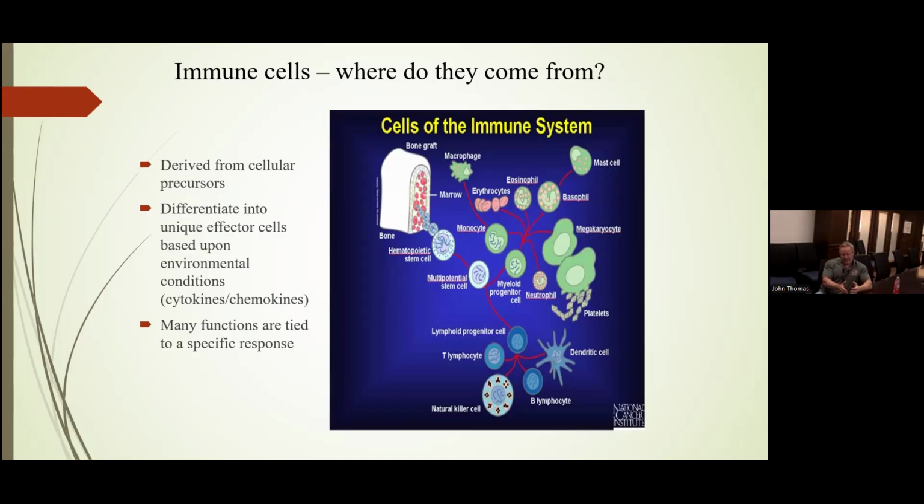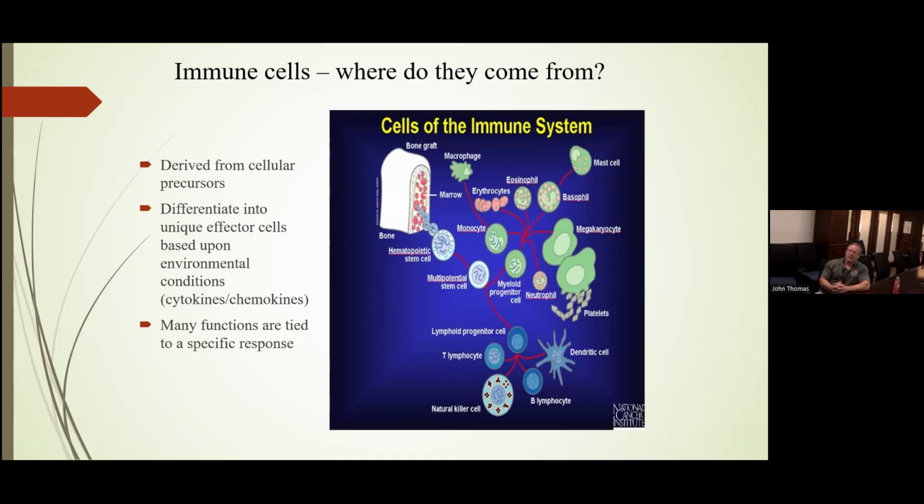So we basically have a class of cell that matures and grows within the bone marrow and then can leave the bone marrow. And as it leaves the bone marrow, depending on where it ends up in the body, it can differentiate into different types of effector cells based upon the environmental conditions. And many of these functions are tied to a specific response.